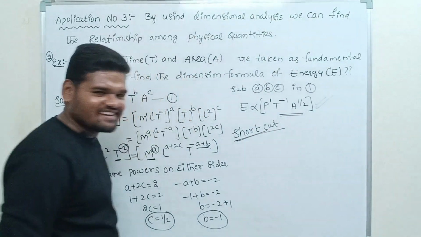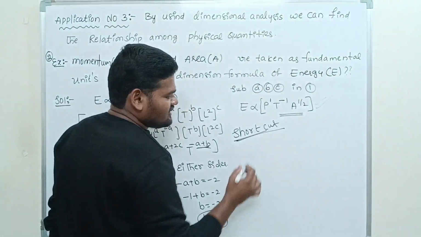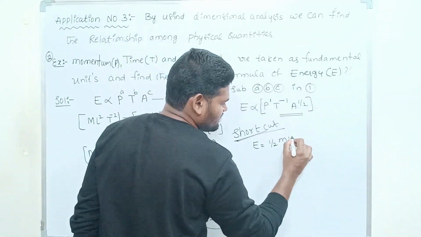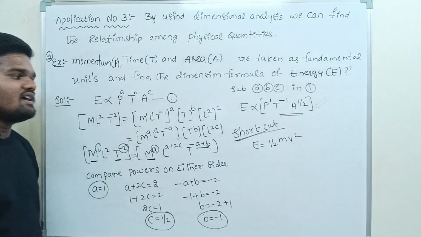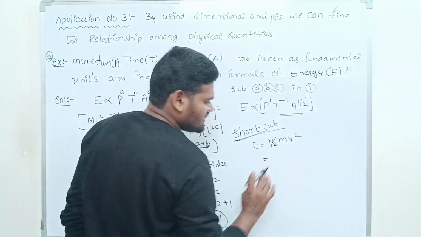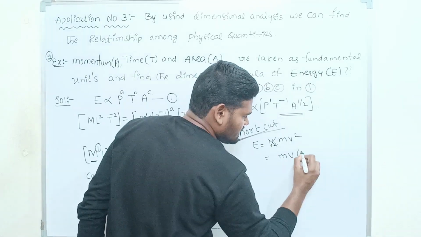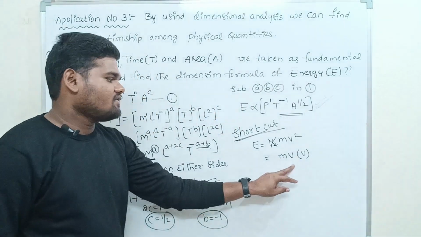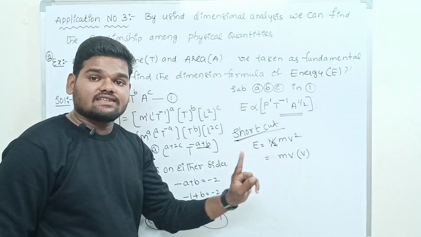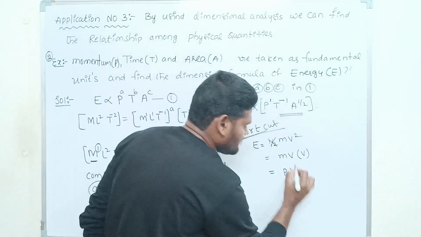Sir, you bring a shortcut for us. Right, I bring the shortcut for you only. We can write energy is equal to what? Half mv square. So 1 by 2 has no dimensional formula. I'm just writing this equation as m into v into v. What is mv? M into v is nothing but momentum. So mv is momentum into v.